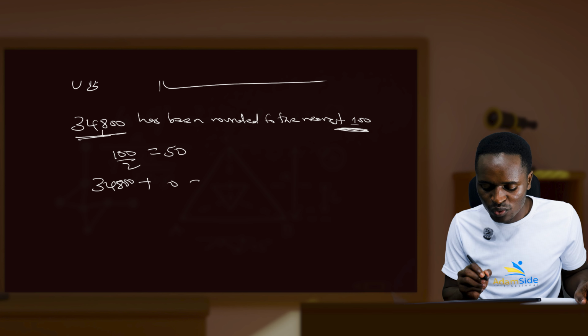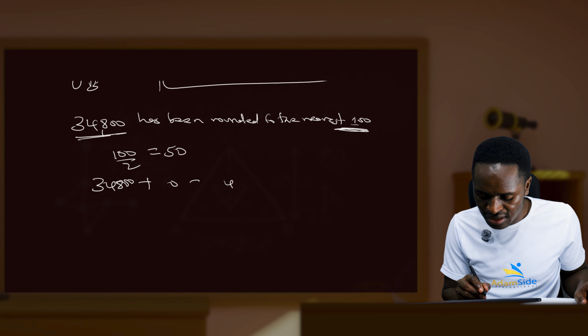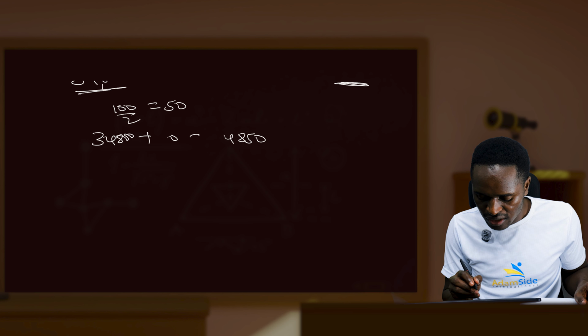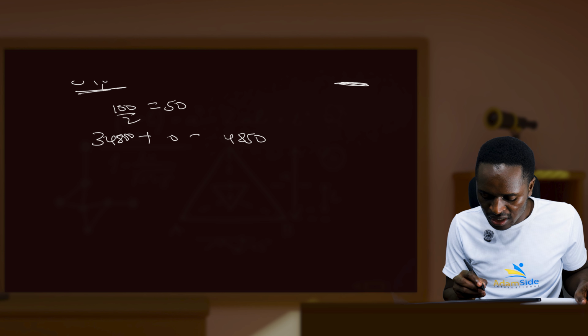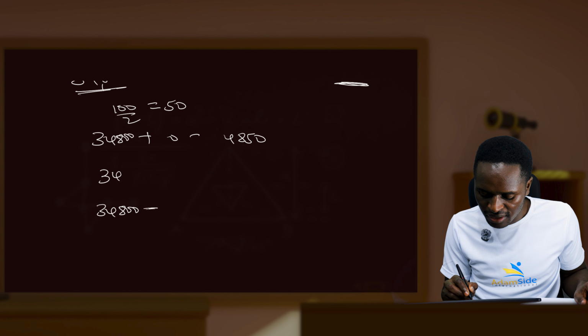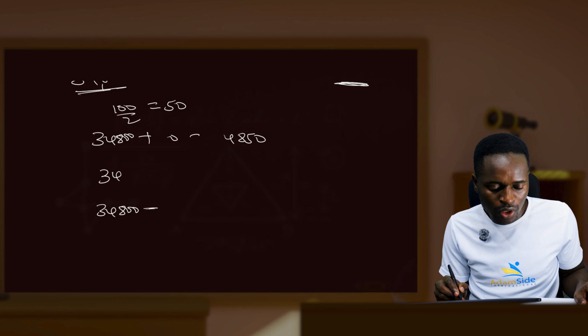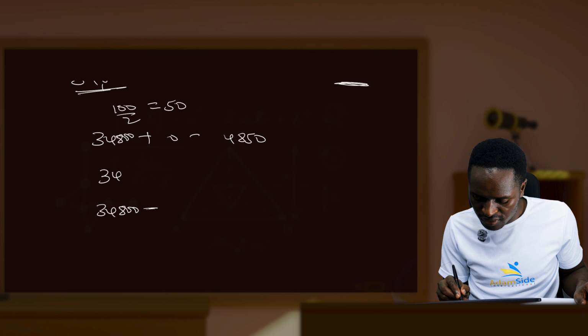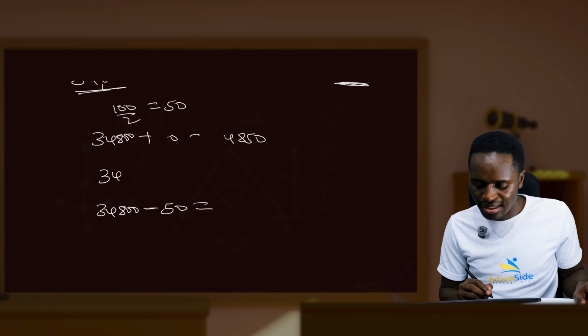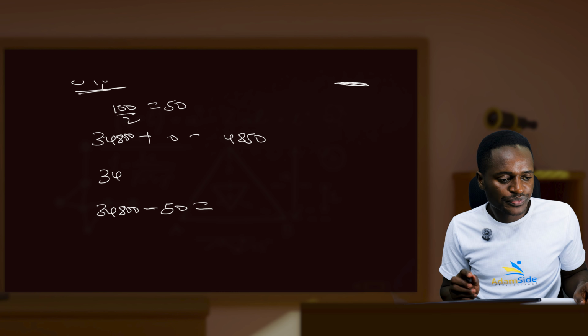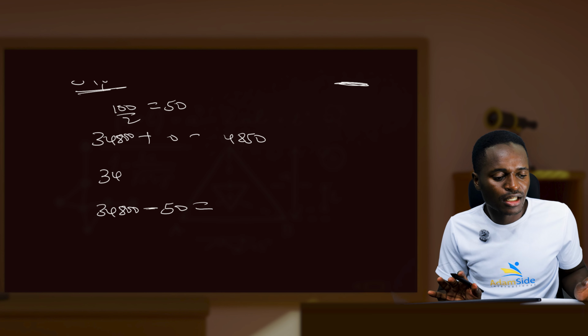Correct. And then if you take the limit, which is 50, and subtract it from 34,800, so we have 34,800 minus 50, we'll be able to get the lower bound. So in that case, we have 34,750, which will be the answer. Okay, in that case, we get the lower bound.